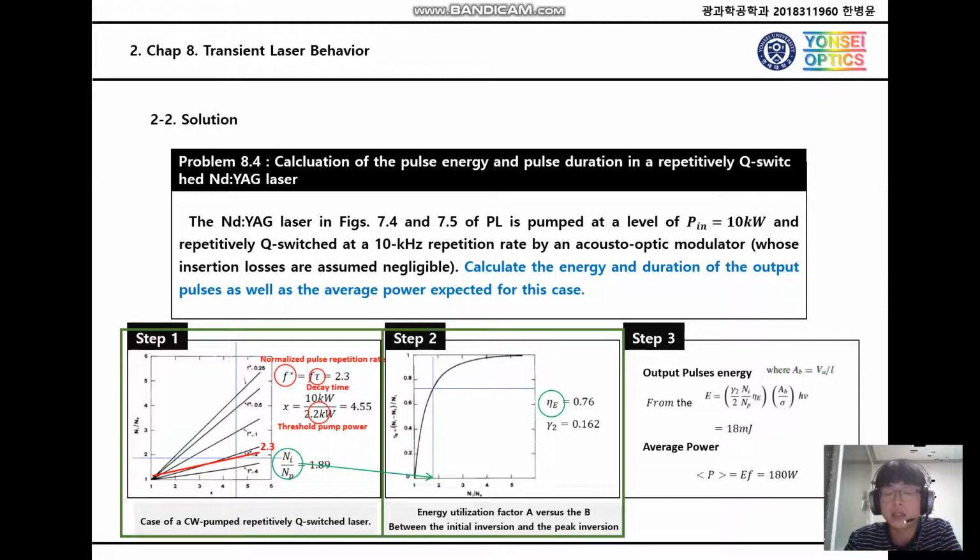In step 2, eta E is 0.76 to reference the energy utilization graph. In step 3, now I have all the values needed to calculate, and just substitute them into the formula to get the result. So output pulse energy is 18 millijoule and average power is 180 watt.